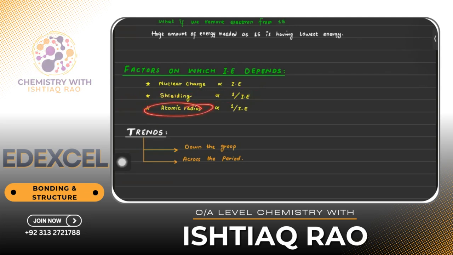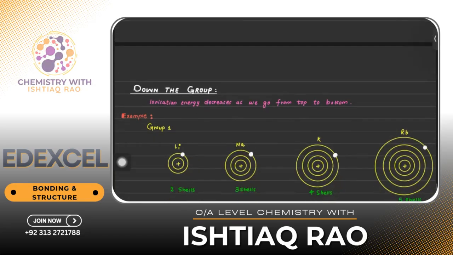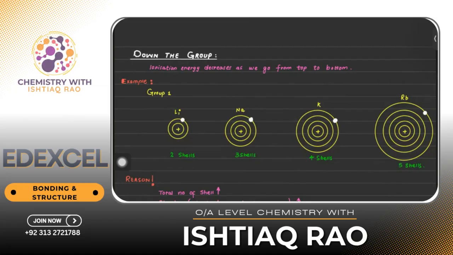Let's say we have lithium, and I told you about sodium. Lithium is smaller. If lithium is smaller, ionization energy is higher. And if sodium is larger, ionization energy would be lower. So you can see this is very important. It would help you. Down the group, ionization energy decreases because the size increases. It's easy to remove the electron. Less energy would be required.